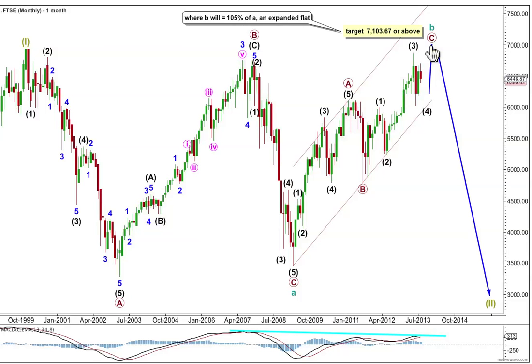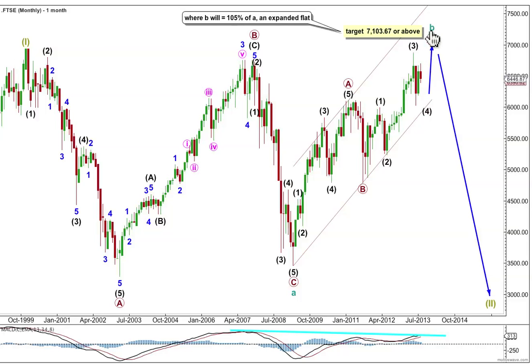I'd expect primary C to most likely end midway in that channel, and when we eventually have movement below this channel on the monthly chart, we'll have our final confirmation that this upwards wave is over and the next wave down should be underway. Depending on how high cycle wave B goes, that will make a difference to our target calculation for cycle wave C down.